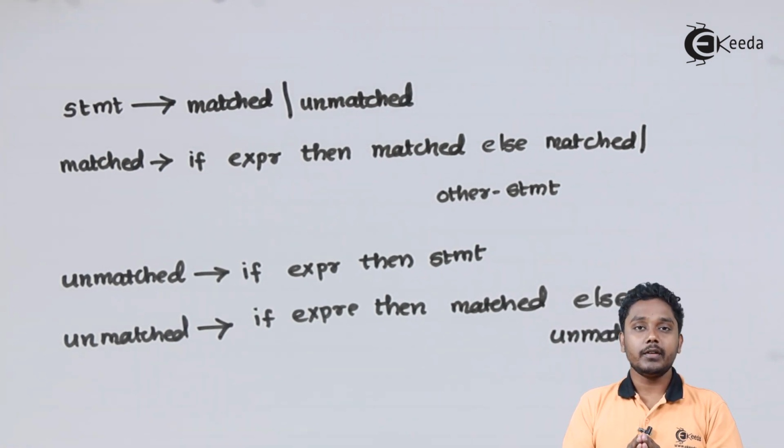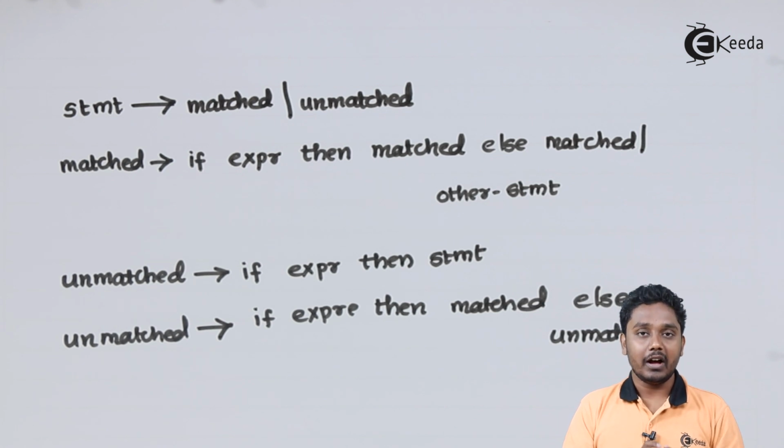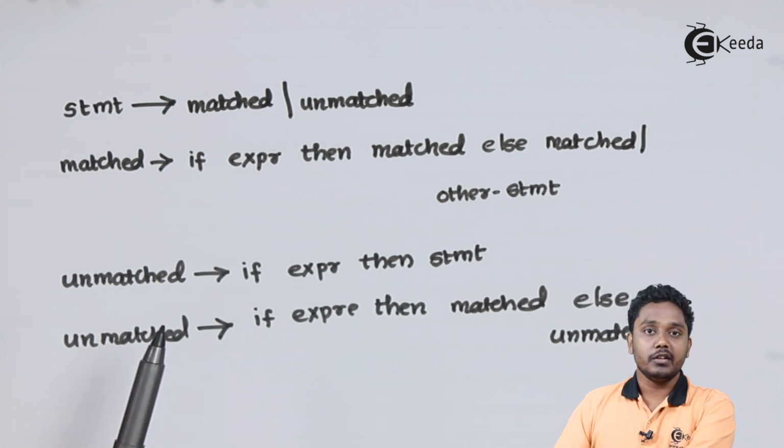In the new grammar that we have constructed, we have made two non-terminals. One is matched, the other is unmatched. Matched represents an if-else in which either we don't have an else or we have one else which is matching the respective if. In unmatched, we are writing an open statement in which there is an else which has an unmatched if. Let us try to see the grammar.